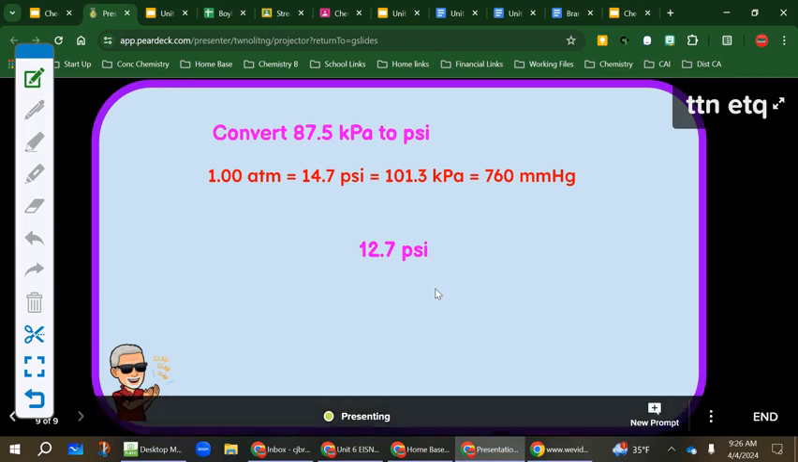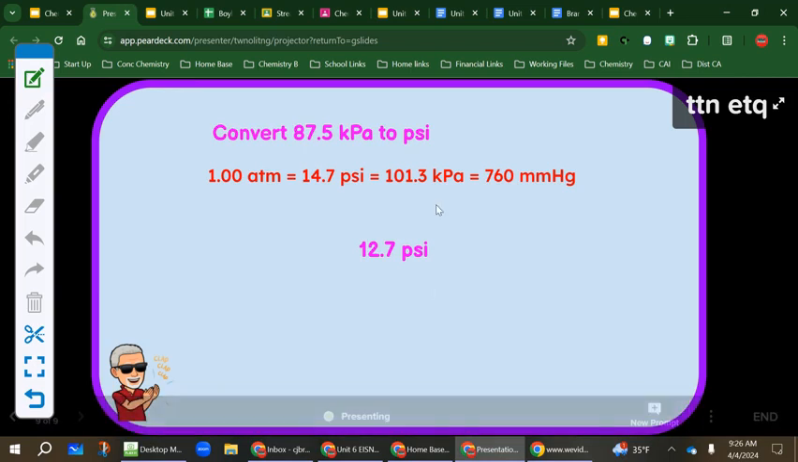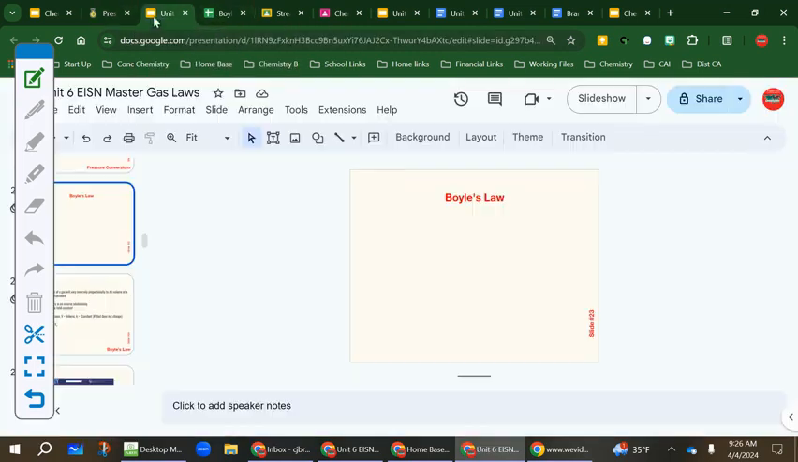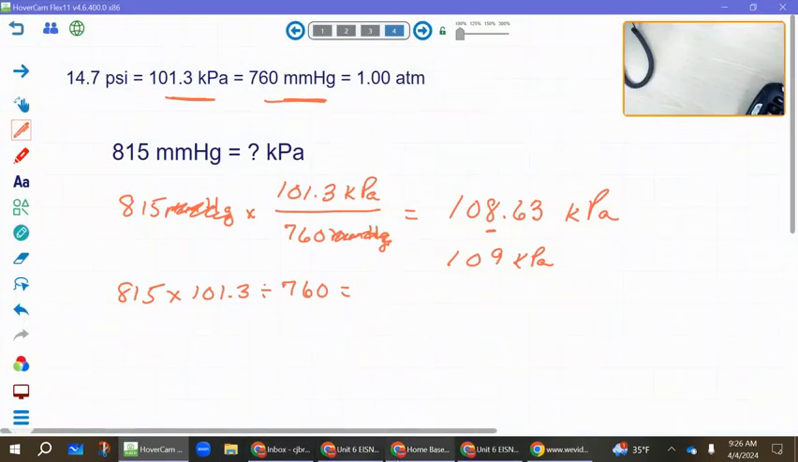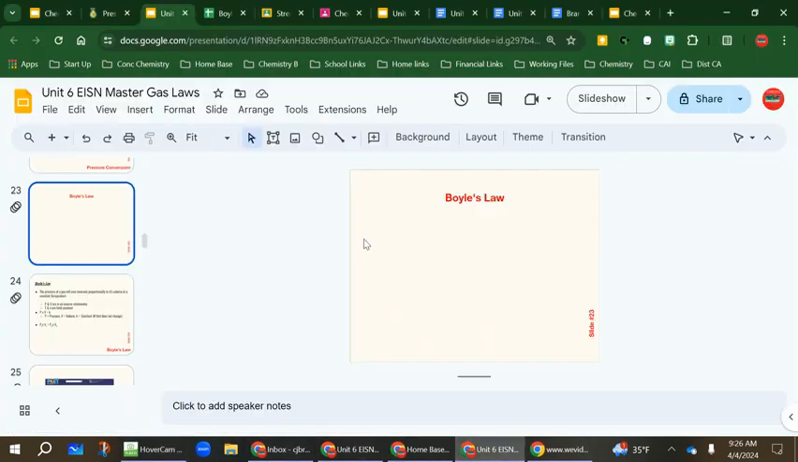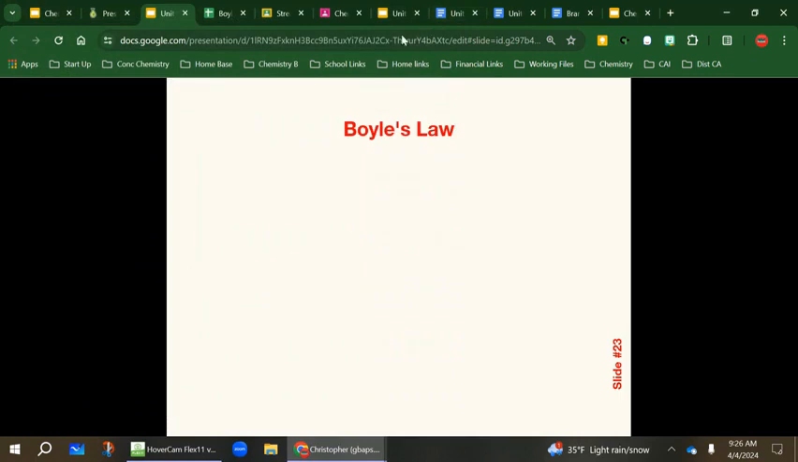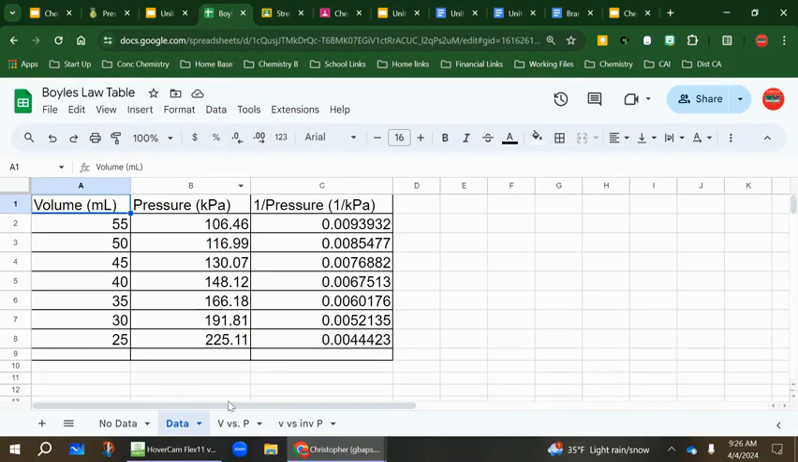Okay. All right. Now, yesterday, ladies and gentlemen, we were working on Boyle's Law. So, in your notes, ladies and gentlemen, you should get to slide number 23, please. Okay? Slide number 23. But we were also working on this. So let's go back to this. If you don't have the information, that is fine, ladies and gentlemen.